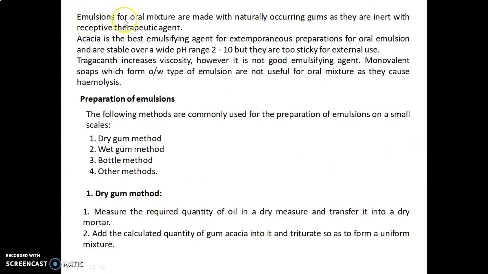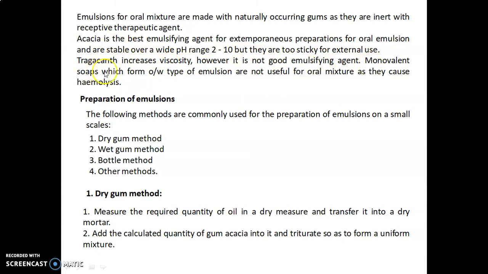Then emulsions for oral mixture are made with naturally occurring gums as they are inert with the respective therapeutic agent. Acacia is the best emulsifying agent for extemporaneous preparation of oral emulsion and is stable over a wide range of pH, that is 2 to 10, but it is too sticky for external use. Tragacanth increases the viscosity, however it is not a good emulsifying agent.